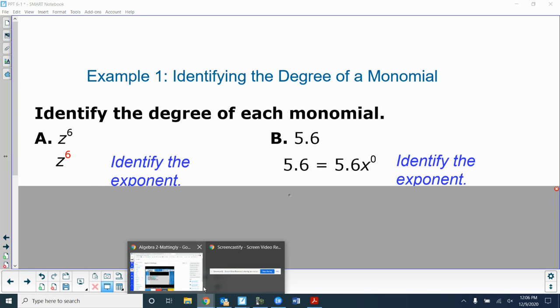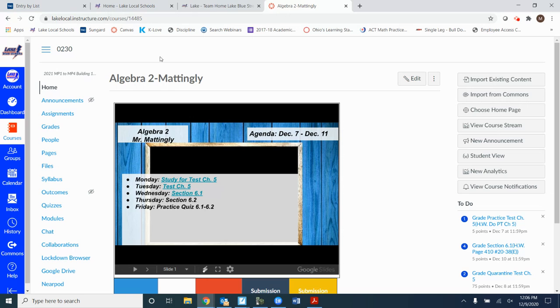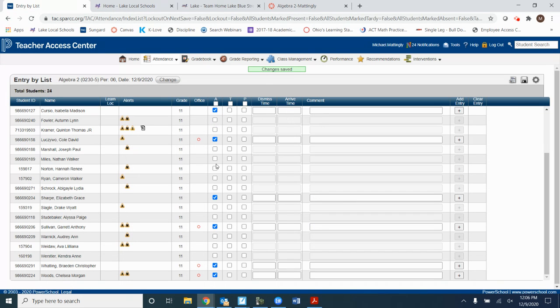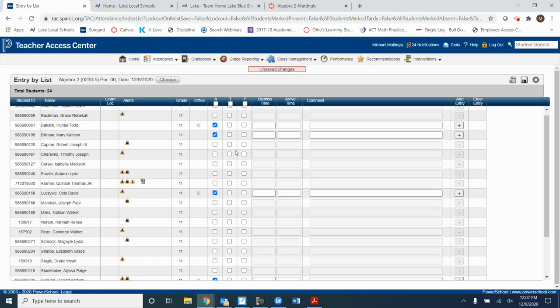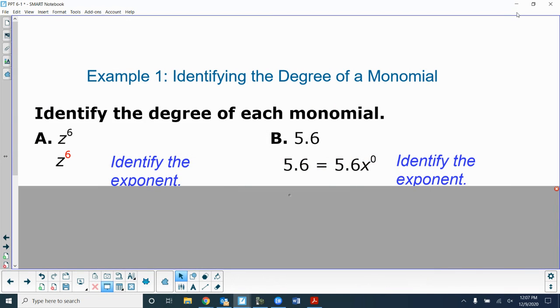So wait, can you also write it as x to the first power? If there's a variable, you could write it as x to the first, yes.